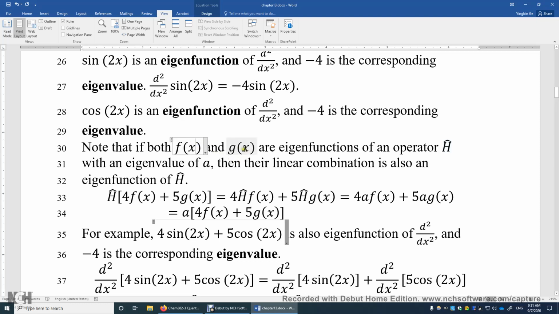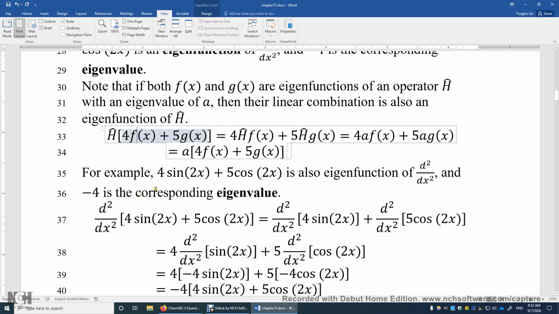Again, if f and g are eigenfunctions of H, then if we apply this H to this linear combination, the result is 4 times H applied to f plus 5 times H applied to g. Assuming, again, f(x) is an eigenfunction of H with eigenvalue A, and assuming g is also an eigenfunction of H with the same eigenvalue A, then we have this result: the result is A times the linear combination of f and g.